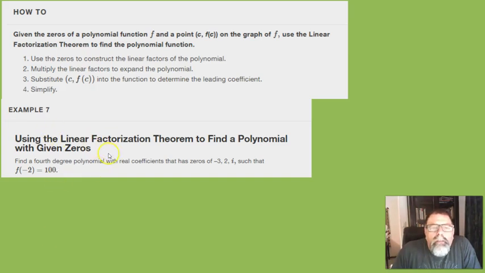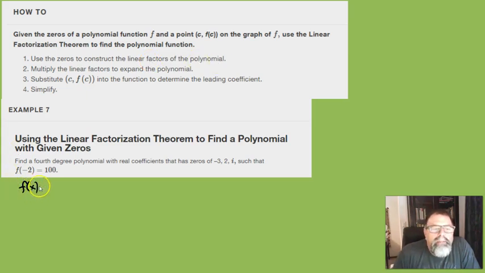Okay, using the linear factorization theorem to find a polynomial with given zeros. Find a fourth degree polynomial with real coefficients that has zeros -3, 2, i, such that f of -2 equals 100. Our first step is to use the zeros to construct linear factors of the polynomial.